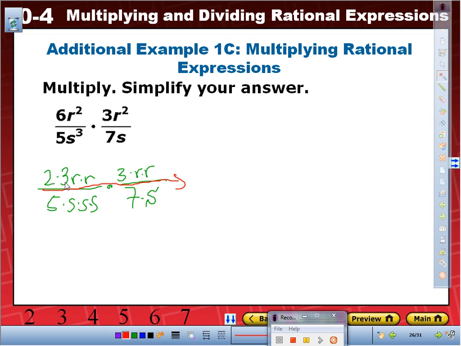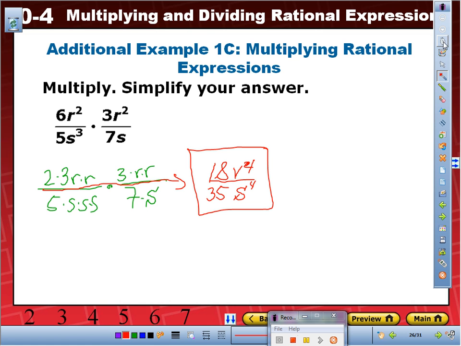What is 2 times 3 times 3? 18. What is r to the, is it r to the 4th? r to the 4th over 5 times 7, 35, s to the what? And we're done. Piece of cake? Yeah? Cheesecake? No? Tres leches? All right, here we go.